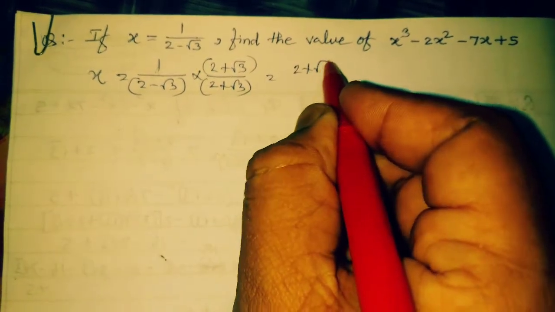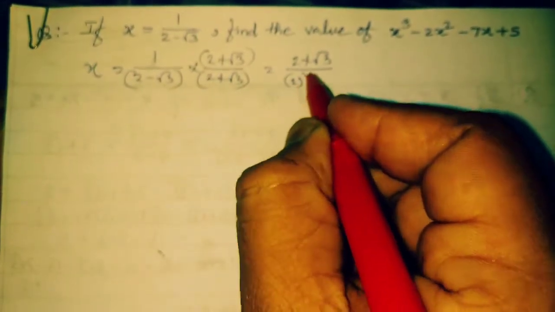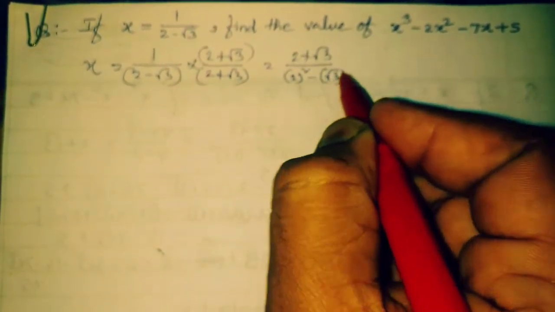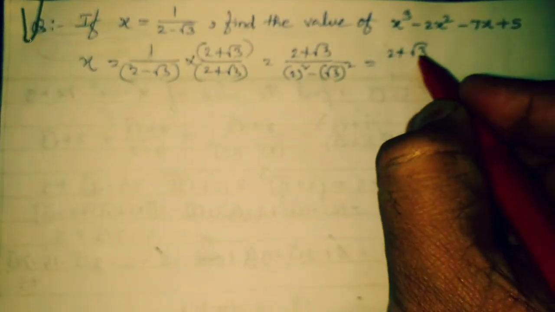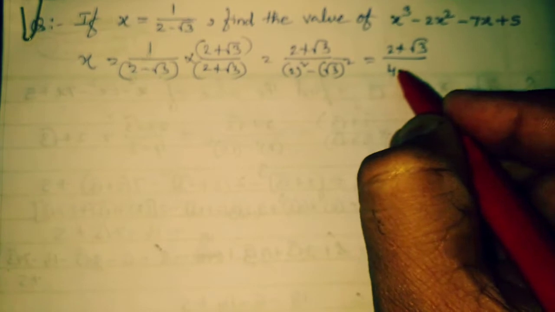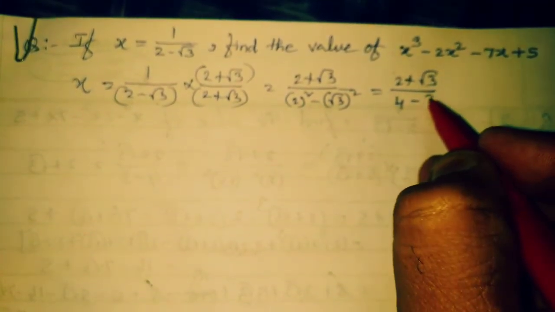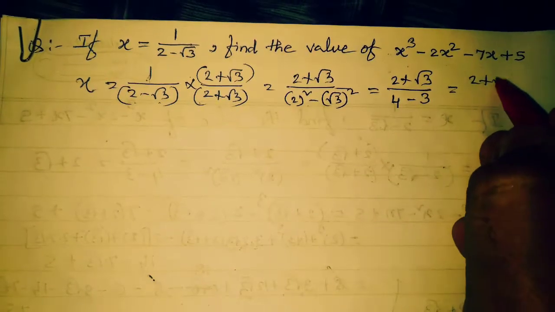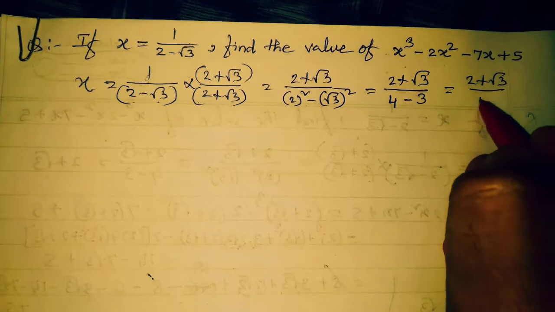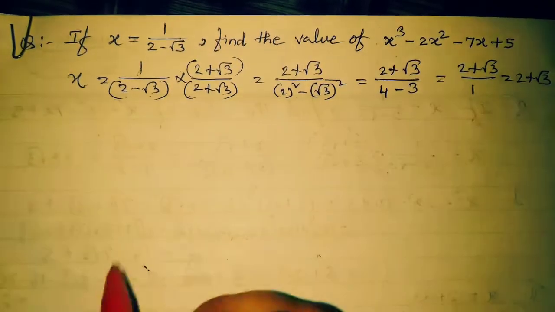So we'll get 2 plus root 3 in the numerator. In the denominator, (a minus b) into (a plus b) is 2's whole square minus root 3's whole square. So finally we'll get 2 plus root 3 divided by, here 2's whole square is 4 and root 3's whole square is 3. So 2 plus root 3 divided by 4 minus 3, which is 1. So 2 plus root 3 is the value of x.